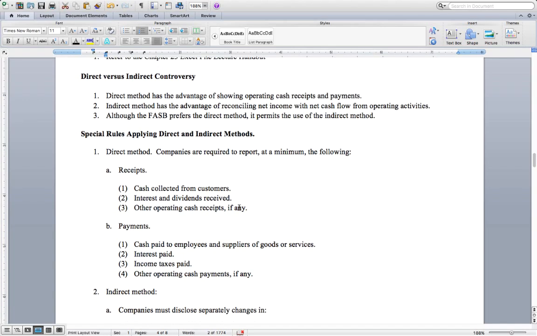Ultimately, there's some controversy around whether the indirect or direct method is better. The direct method has the advantage of showing the operating cash receipts and payments for the company, so what they're actually doing with their cash. The indirect method has the advantage of reconciling net income with net cash flow from operating activities. So this shows how a company was able to generate income based on how they used their cash flows. Although FASB prefers the direct method, it permits the use of the indirect method.